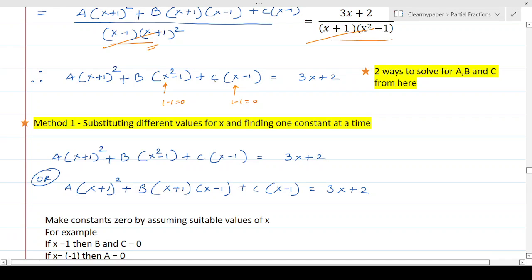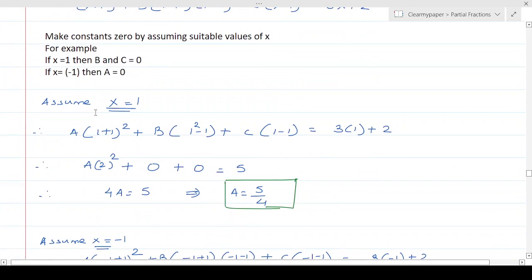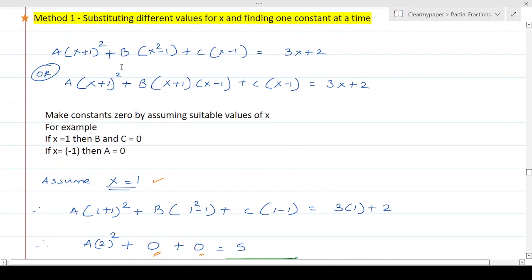So B and C will be eliminated, and all we have left is A, and we can find the value of A. And that's what we have found here. So we have taken x is equal to 1. We have eliminated B and C, and we have got the value of A. Then we see we can make any other constant 0.